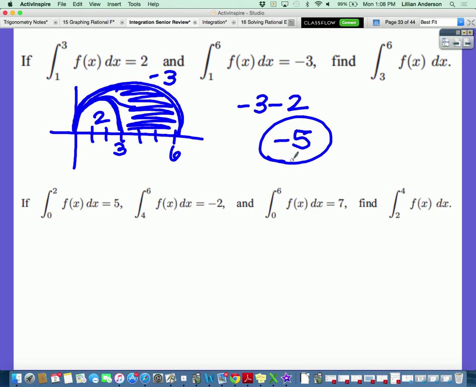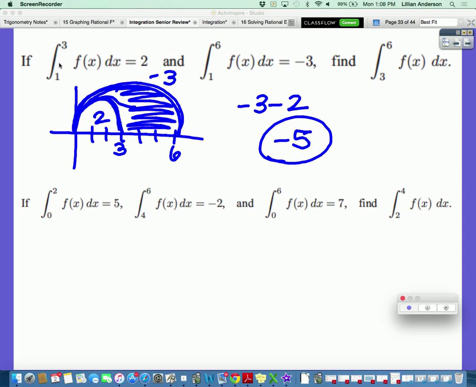Do you subtract the one that comes first, the one that's smaller from the bigger one? Yeah, the smaller area from the bigger area, yep. Or the bigger range, I guess, from the smaller.